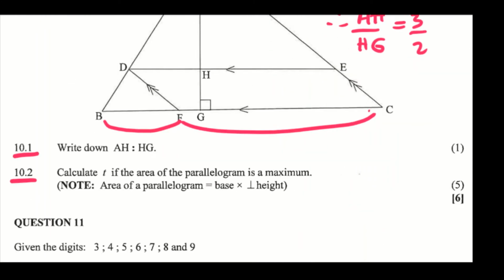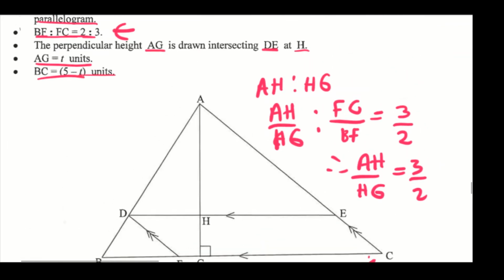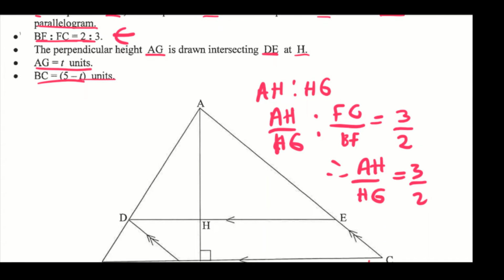So now, 10.2, we are asked to calculate t if the area of the parallelogram is a maximum. And we are given a hint on the area of a parallelogram. So what we can do here is this. Firstly, we are given that AG is equal to t. I'm just going to write BF over FC. It's equal to 2 over 3. We were given that.